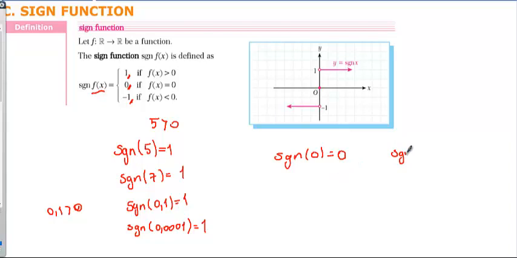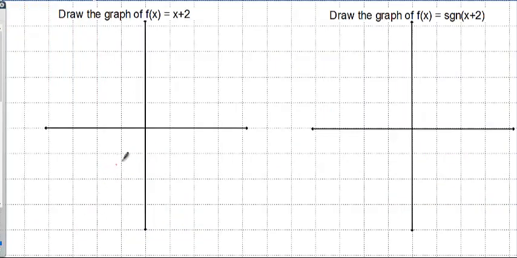Then sign -3, which are negative values. Sign -3 is equal to -1, sign -4 is also -1. So when you write a negative number, or sign of -0.00001, which is very close to 0 but negative, it is going to be equal to -1.